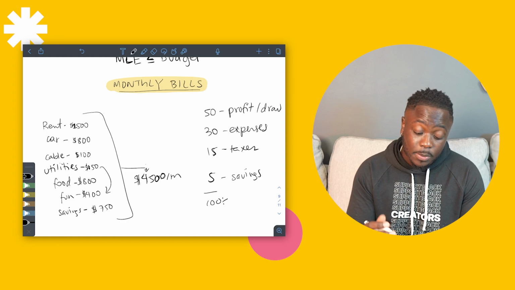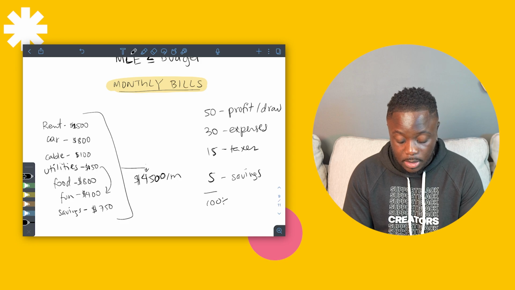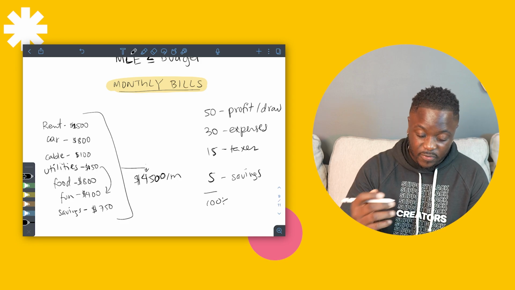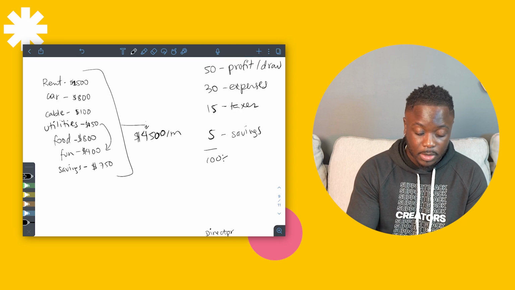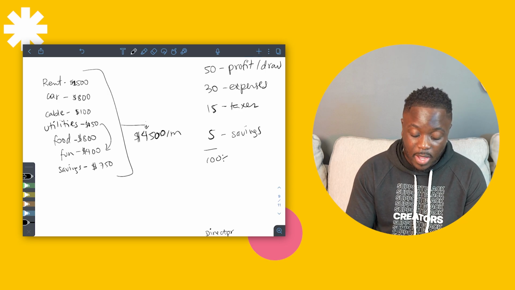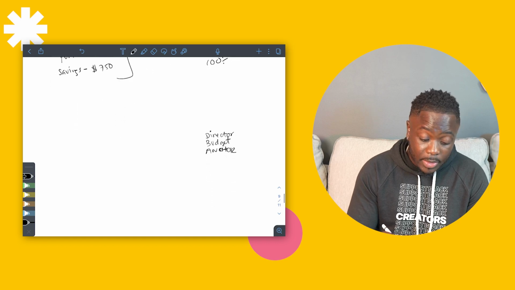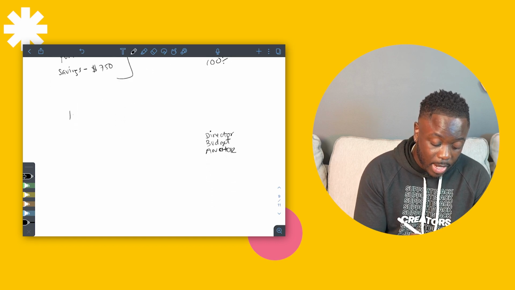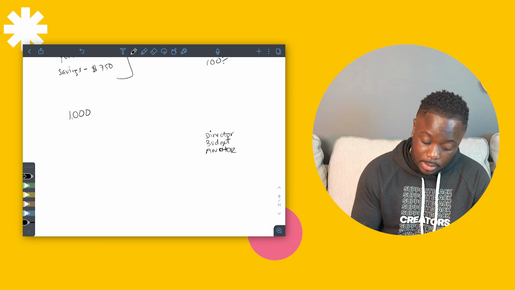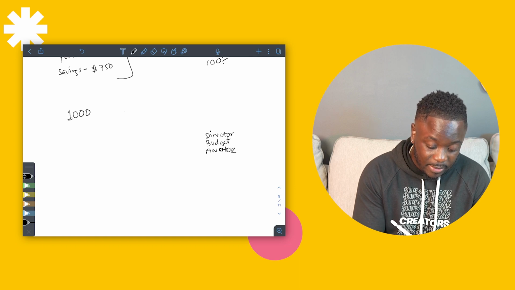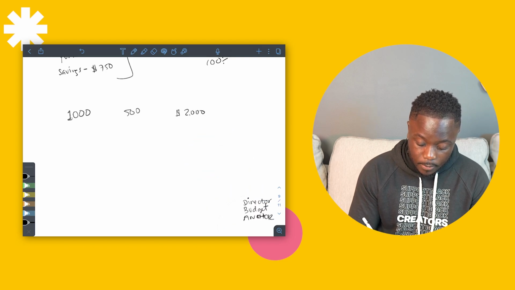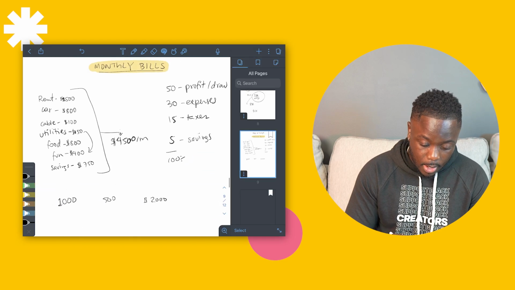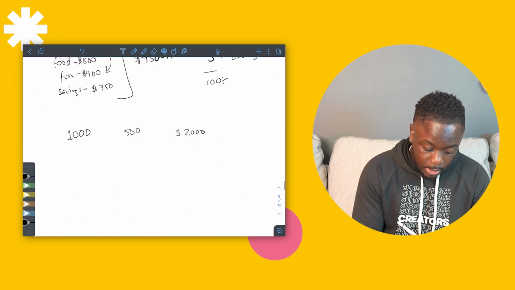In other words, any money that you get from your business should go through this funnel: 50, 30, 15, 5. 50 plus 30 is 80, plus 15 is 95, plus 5 is 100. So what does that mean? That means if you get a project that's $1,000 from one client, another project that's $500 from another client, and another project that's about $2,000 from another client, I'm going to move this over right here.